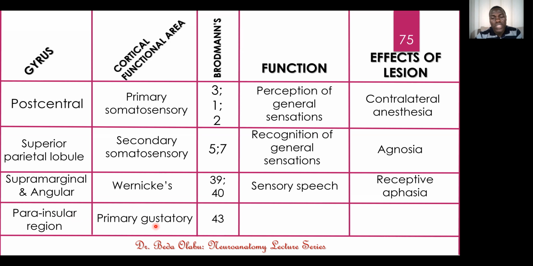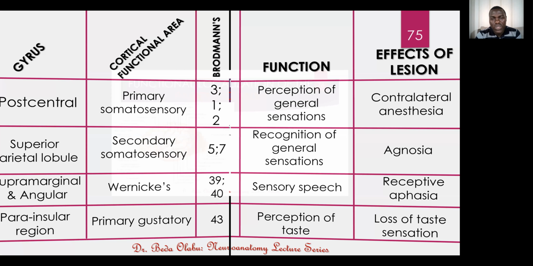The parainsular region represents the primary gustatory cortex. Gustation is a term given for taste. So this is the primary taste area, area number 43 of the brain. The primary taste area is responsible for perception of taste sensation. So therefore, if this area is injured, then the patient will not be able to perceive taste sensation. Good. These are the regions within the parietal cortex that I wanted to highlight.